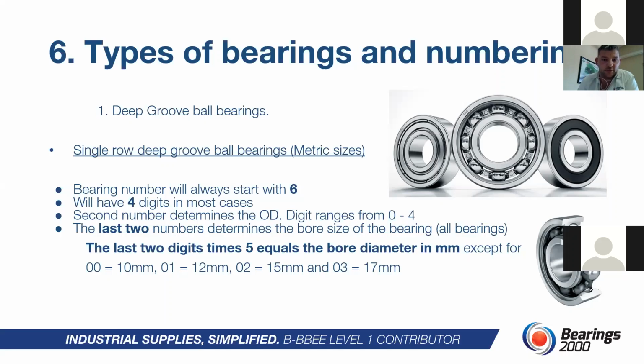So you take the last 2 numbers and you times them by 5. And that'll give you the bore diameter of the bearing. There are 4 exceptions in this instance, and it's 00, which is 10 millimeters, 01, which is 12 millimeters, 02, which is 15 millimeters, 03, which is 17 millimeters. And that'll go for all bearings or most bearings. Like I said in the beginning, there will be some exceptions as well. Just one thing to keep in mind as well, the deep groove ball bearing is the most popular and most common bearing used around the world.